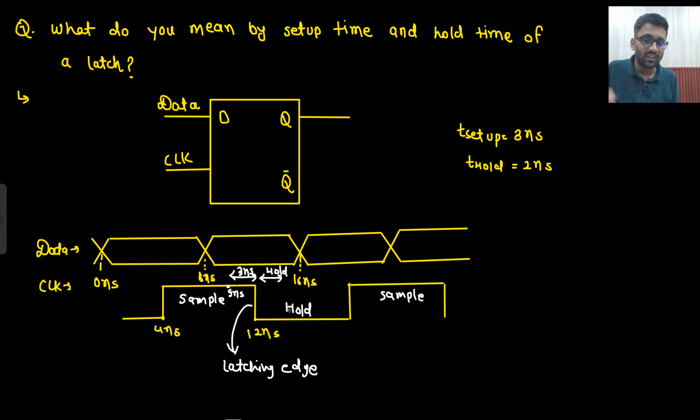What else will it see? Even after the latching edge, that means after my sample operation is done, it should be stable for the next 2 nanosecond. So what is 12 plus 2? That is 14 nanosecond. So from 9 to 14 nanosecond it should be stable. Yes, it is stable. That means there is no setup or hold violation.